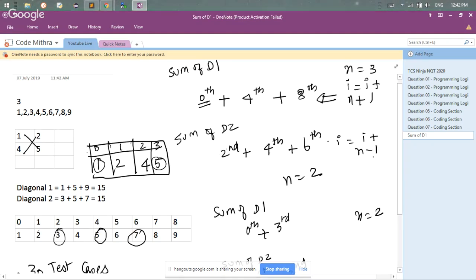If you observe this, it is simple, Karthik. If it is a single dimensional array, we are accessing the 0th index, 4th index, and 8th index in order to compute the sum of diagonal 1. And for the sum of diagonal 2, we are accessing the 2nd, 4th, 6th index, like that. That requires i = i + n - 1. If n is 3, then it is i = i + 2, right? Every second index we are jumping. For the first diagonal it is i = i + n + 1, so every 4th index we will be jumping.